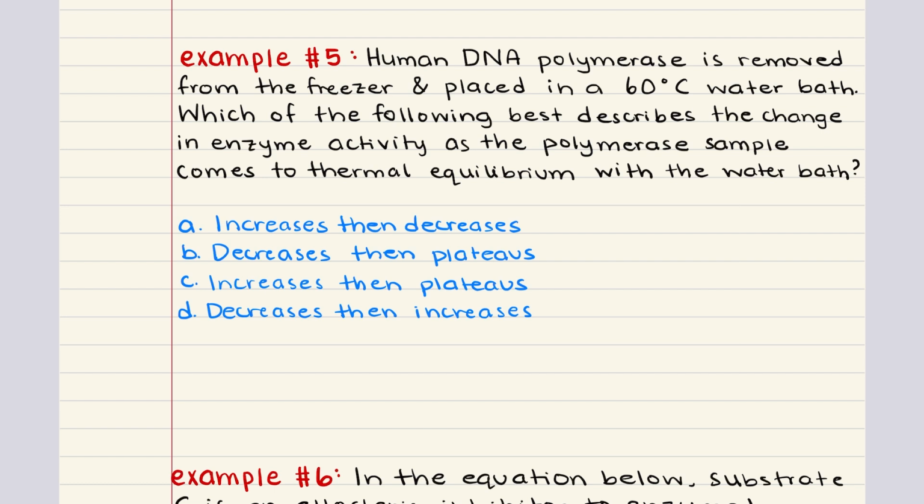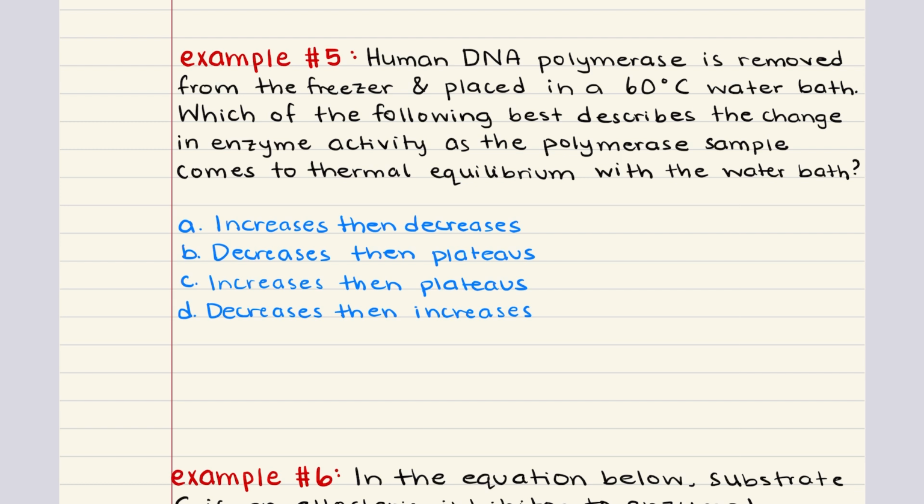At first, the enzyme is too cold to function efficiently. As it warms up, the molecular motions increase, and so does the rate of reaction. That's why the activity increases initially. But there's a limit. Enzymes are proteins, and if the temperature goes too high, the enzyme begins to denature. For human enzymes like DNA polymerase, that usually starts to happen significantly above 40 to 45 degrees Celsius. Since the water bath is at 60 degrees Celsius, that is well above the enzyme's optimal temperature.